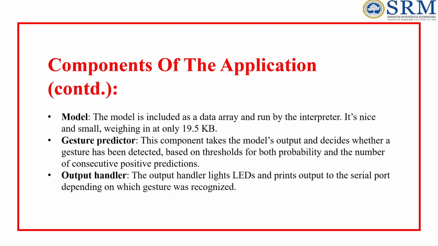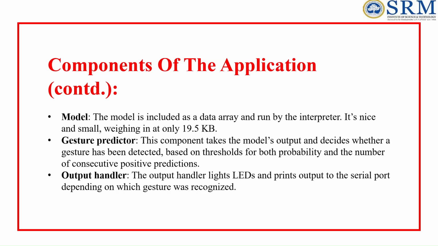It prevents false positives by requiring consecutive confirmations. For example, if the board requires 15 confirmations for wing, 12 for ring, and 10 for slope, these thresholds can be tuned depending on the hardware and software performance. Output handler. This is the final stage. Based on the detected gesture, it lights up an LED or prints a message to the serial port. It provides immediate feedback so the user knows the gesture has been recognized.